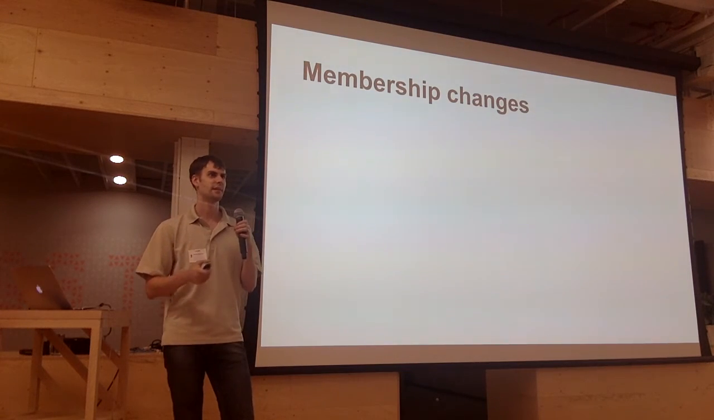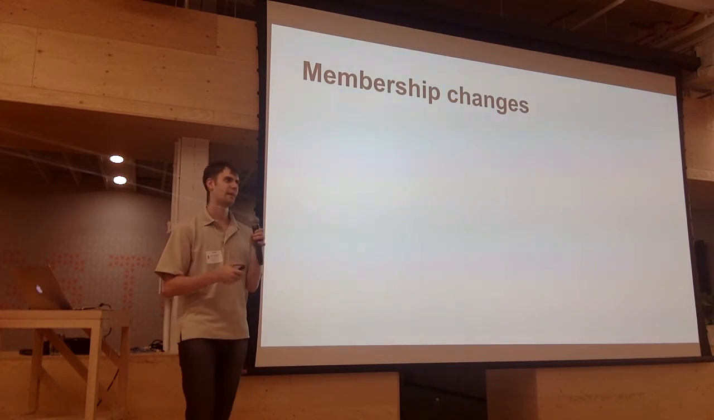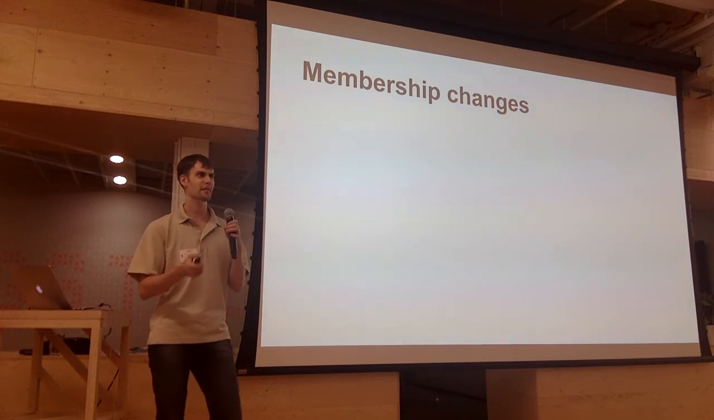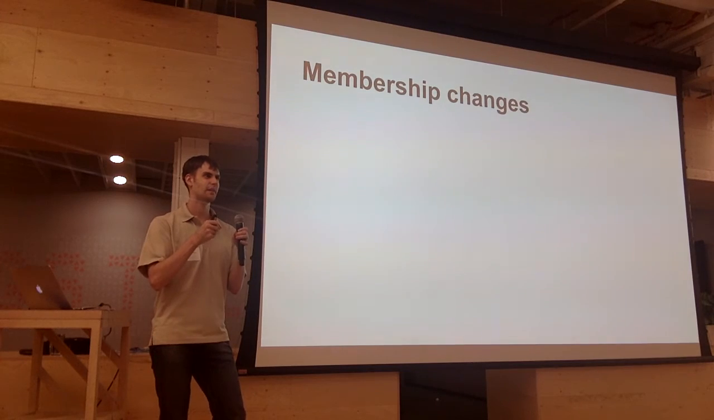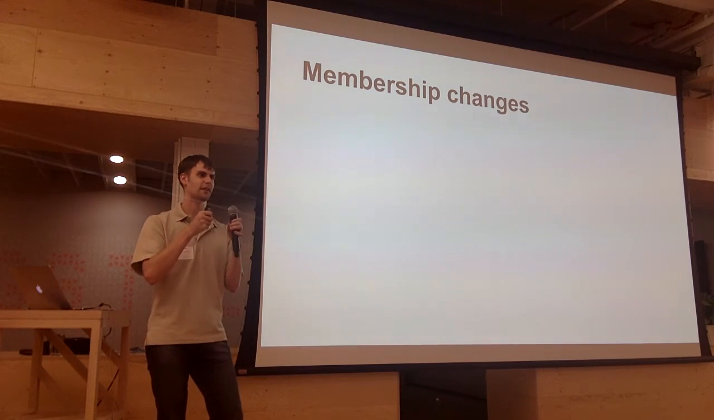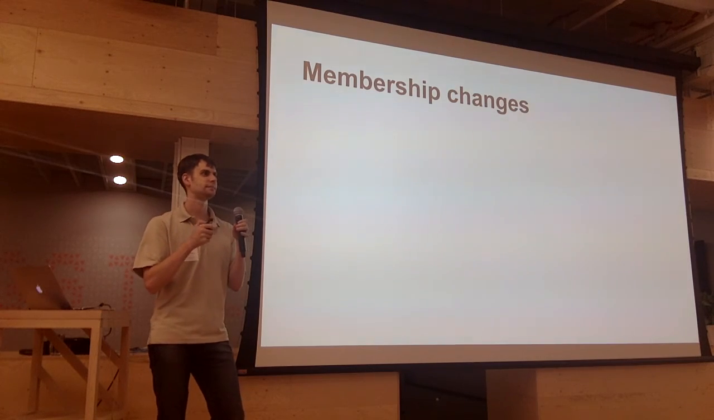In the paper, they talk about this approach that they call joint consensus, where when you want to make a change, you have to remember both the old and the new configuration, and you have to act on both of them and make sure that they're in sync. And that works, but it's a little bit complicated.